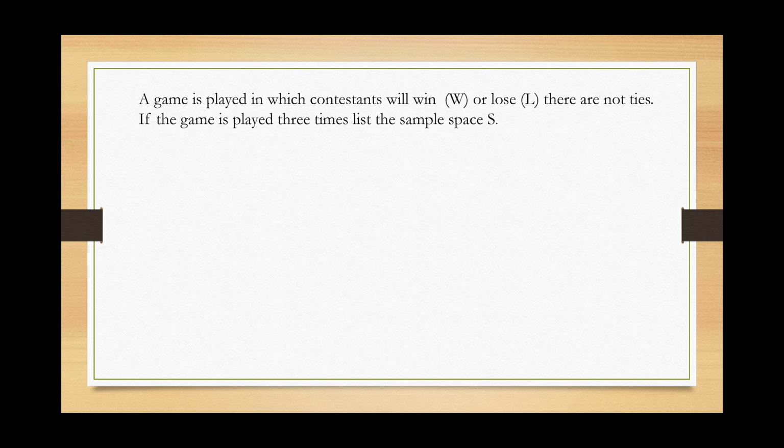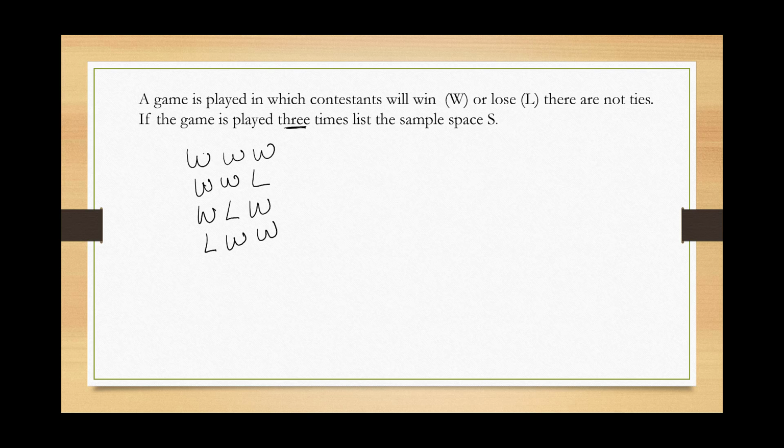So let's try again. So here's another experiment. It's saying we have a game. In this game, you only have two choices. You can win or you can lose, so there's no ties. Let's say we play the game three times. Let's list all the things that could happen, which is our sample space. So we could win, right? And we're playing this game three times, so we could win, win, win. We could also win, win, lose. We could win, lose, win, or we could lose, win, win.